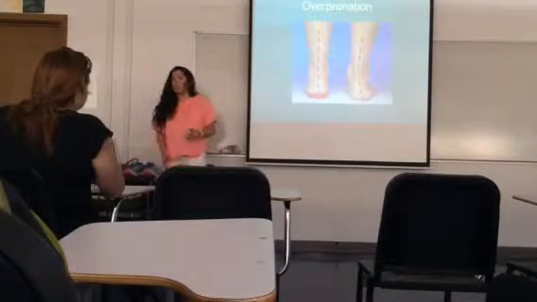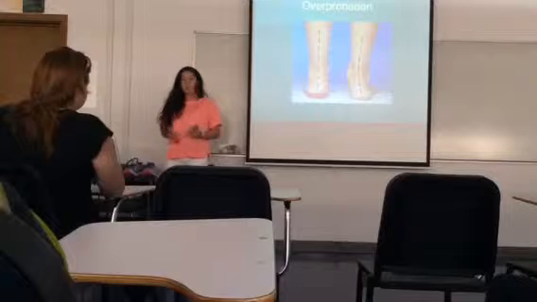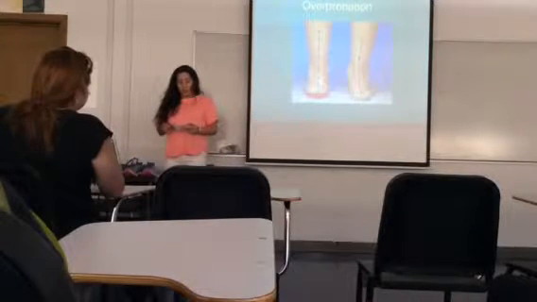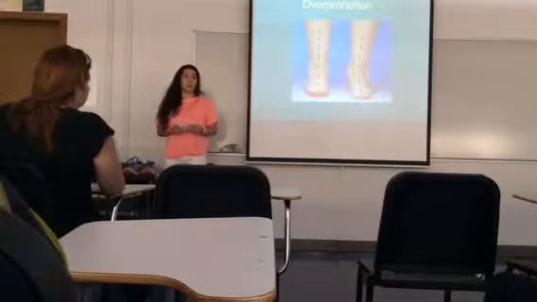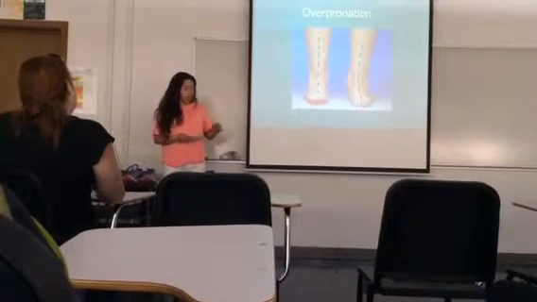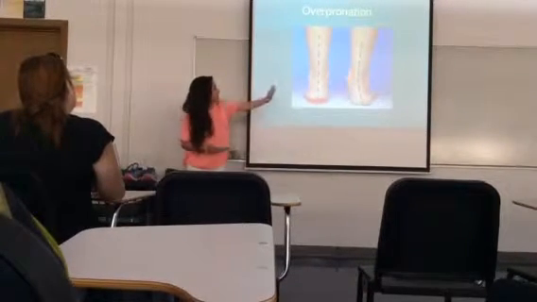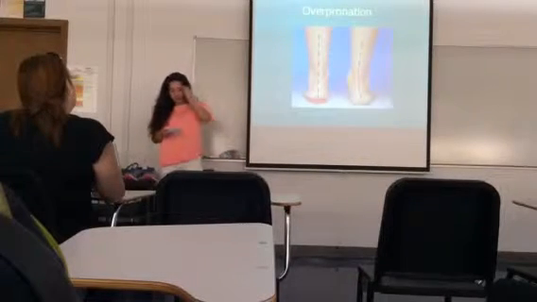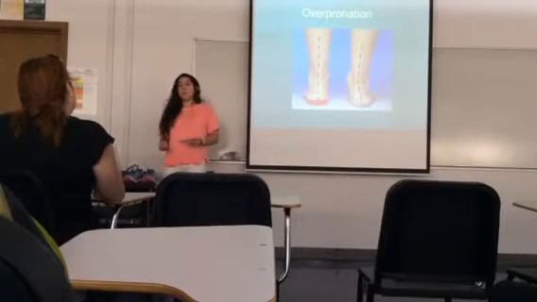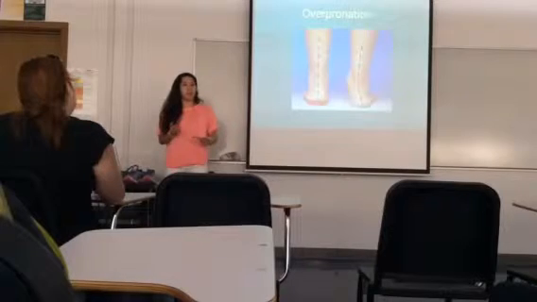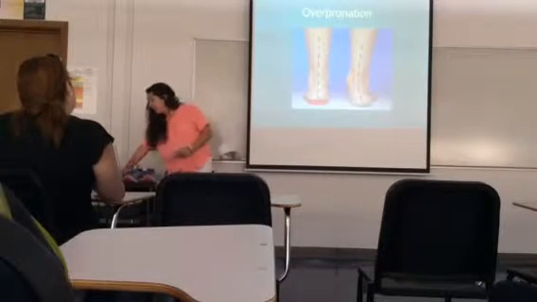The next one is overpronation. Overpronation is when a runner's heel strike rolls more than 15 degrees inward, and it meets the ground with the force of the big toe taking most of the impact. So you can see how it inclines inward. This makes the foot and ankle have problems with stability, so you're a little wobbly.